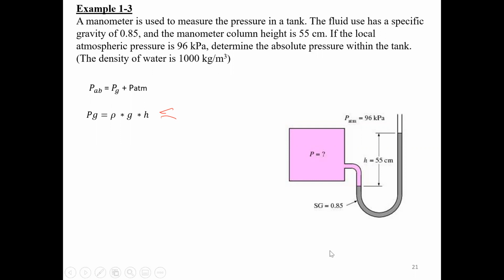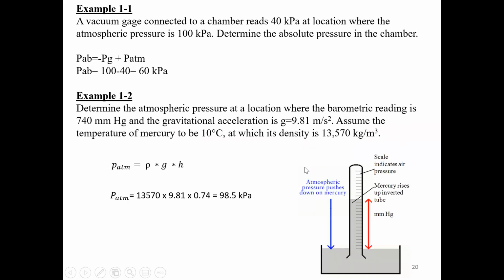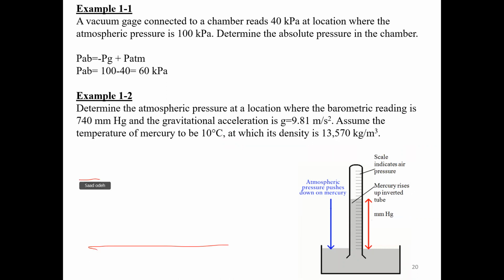Yes, sir. In the last example, to calculate the absolute pressure, we did negative P gauge plus atmospheric, right? Yes, yes. But here, yeah, this was the one. So what we did actually, we said that this is the reference. Our reference is P atmosphere. So this is the same at a certain site.